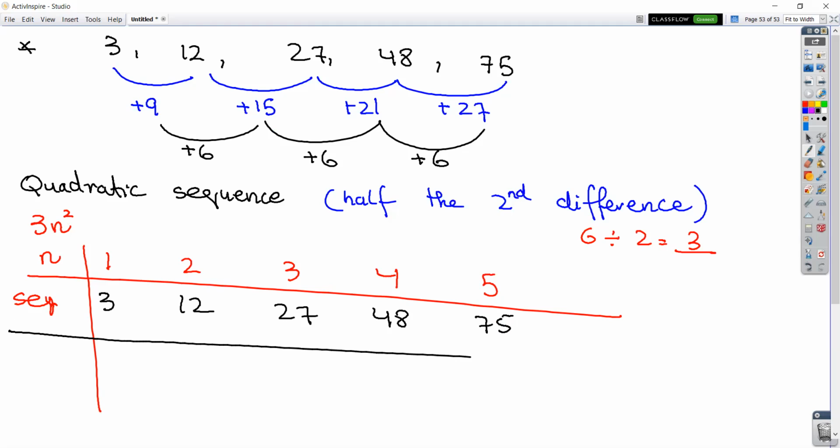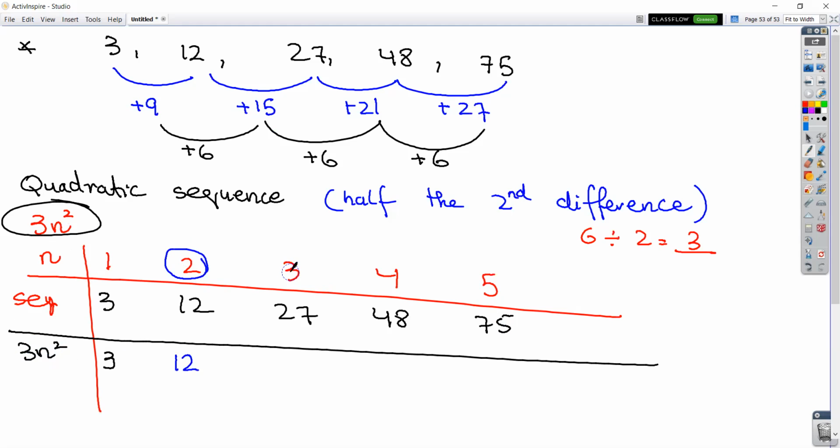Now the next column you're going to make is 3n squared, which is the first term of your quadratic sequence. So first of all you do the square of 1, because n represents the first column, you begin with the first one. 1 squared is 1 and you multiply the 1 by 3, which is 3. For the next one, n is 2 here, and the square of 2 is 4. 4 times 3 is 12.